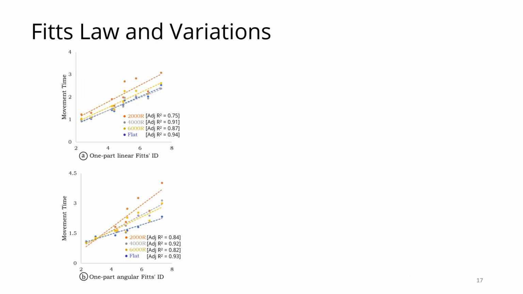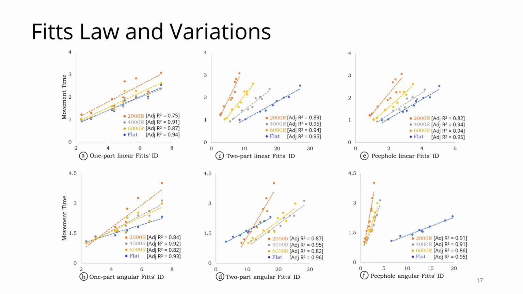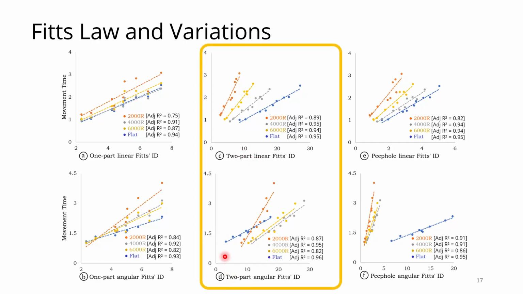So we use 3 Fitts law variations. This is the one-part, the two-part, and the peephole for distal pointing in VR. In general, we found that the R-square values were overall over 0.9, and we used the Burnham and Anderson criteria to find significant difference between the models using the AIC and the BIC values. So we found that the two-part model was significantly better than the one-part and the peephole model. We also found that the peephole model was better than the one-part model.